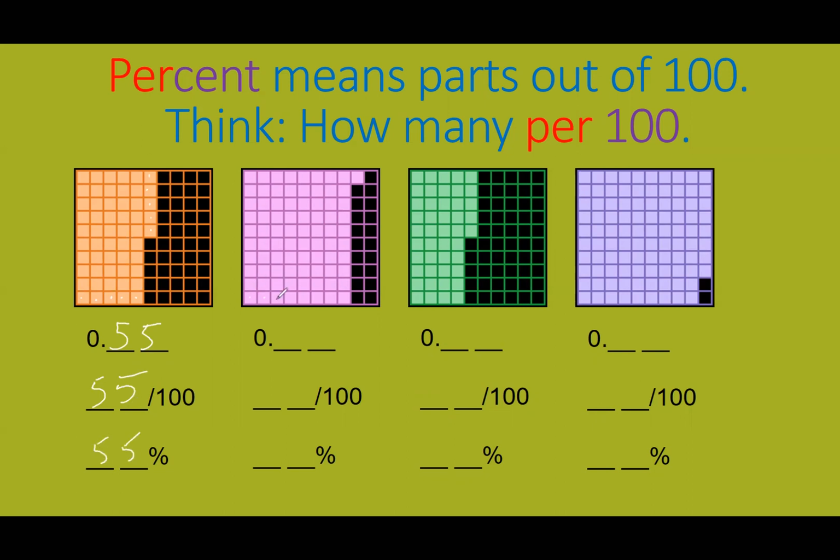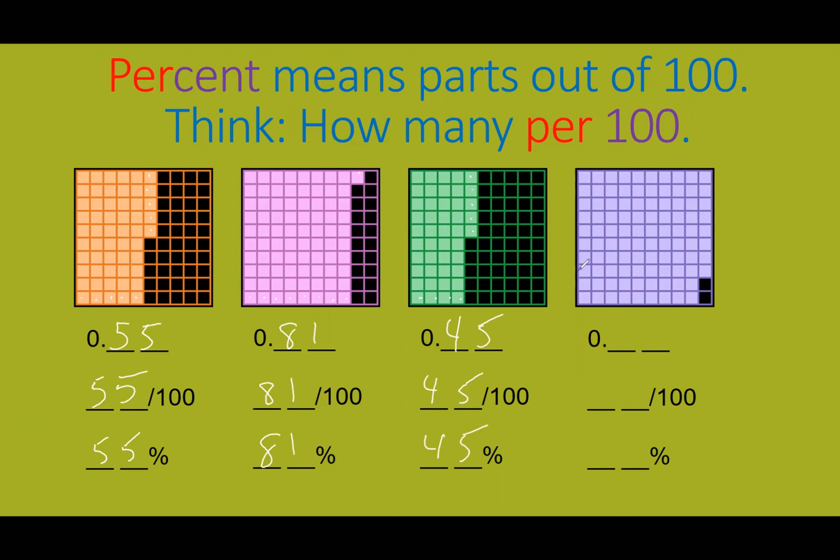10, 20, 30, 40, 50, 60, 70, 80, 81. 81 hundredths, 81 out of 100, or 81%. 10, 20, 30, 40, 41, 42, 43, 44, 45. 45 hundredths, 45 out of 100, or 45%.